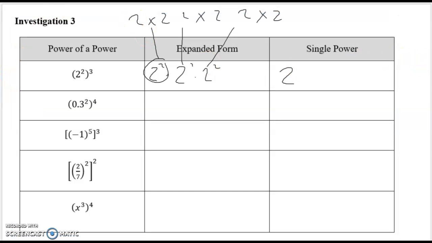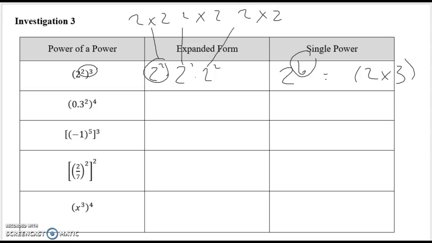Okay, so that means we have 2 to the power 6. And if we were to look at it, exponent 2 times 2 times 3, if we multiplied the exponent of an exponent, 2 times 3 is 6, and what do we have here? Exponent 6.